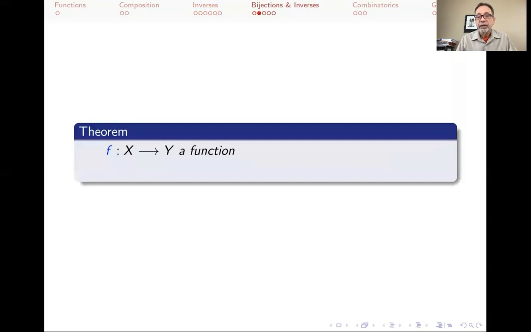And we have a nice theorem that tells us exactly which functions have inverses. F is a function and it has an inverse if and only if it's one-to-one and onto. It has to be both of those. And if it is, then it has an inverse. If it's not, it doesn't.